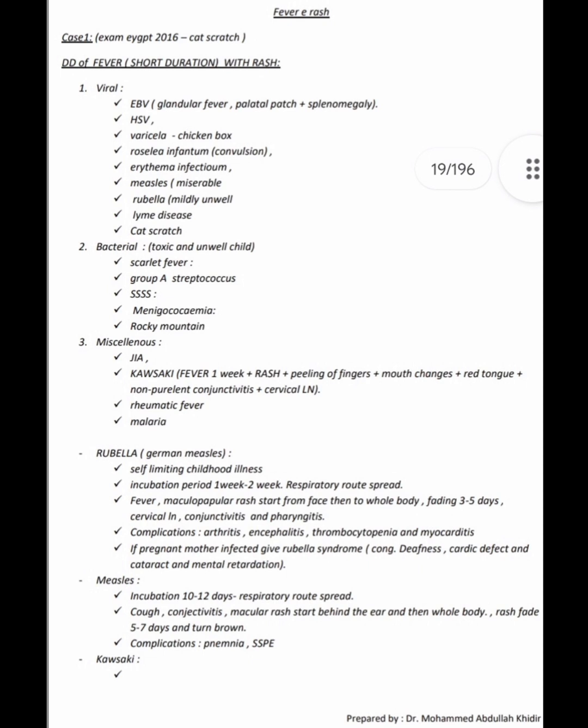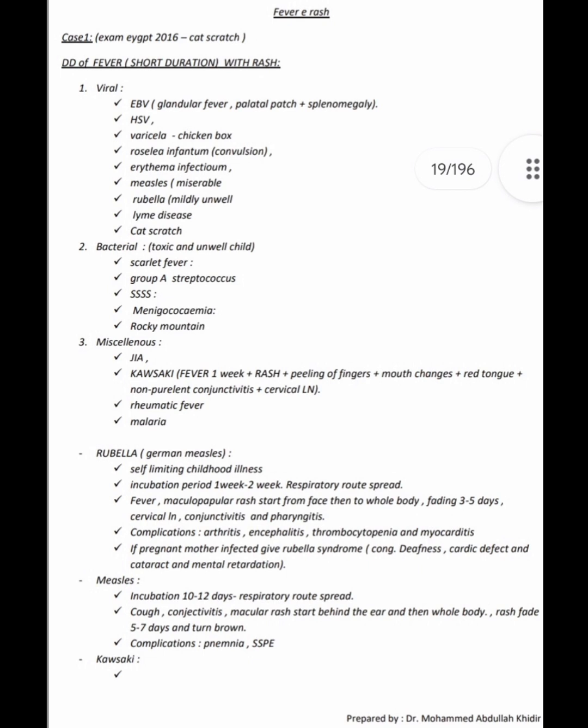Next is rubella. Rubella description: another name is German measles, and it is a self-limited childhood illness. The incubation period is 1 week to 2 weeks, and it spreads by the respiratory route. The presentation is fever, maculopapular rash starting from the face then spreading to the whole body, fading in 3 to 5 days, cervical lymphadenopathy, conjunctivitis and pharyngitis. Complications can also present, that is arthritis, encephalitis, thrombocytopenia and myocarditis.